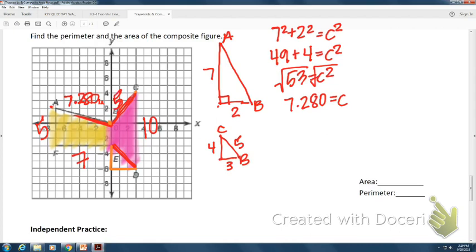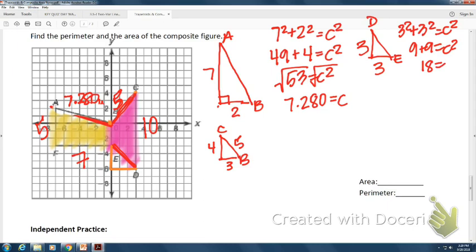Okay, now we need to find DE. What are your 2 legs for DE? 3 and 3. So 3 squared plus 3 squared equals c squared. 9 plus 9. 18. What's the square root of 18 to the nearest thousandth? 4.243.